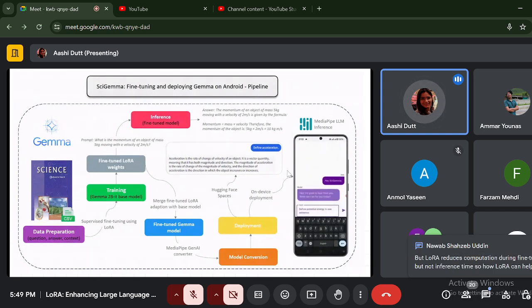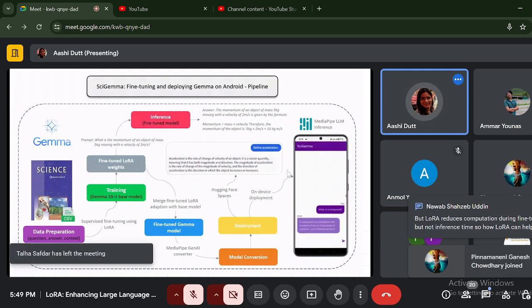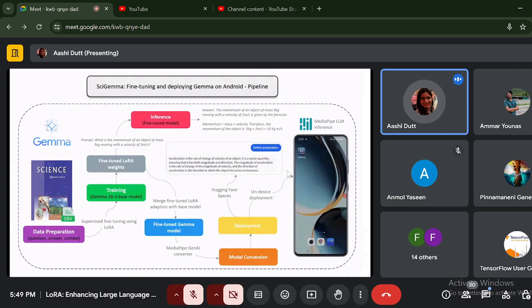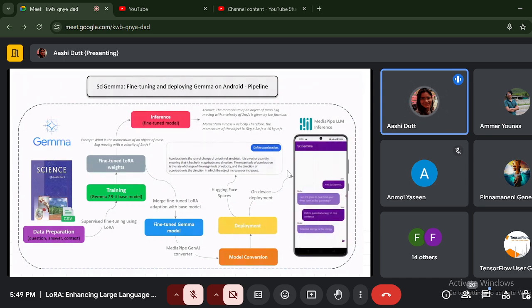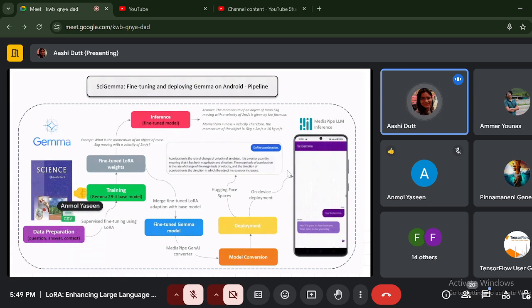So what we did was we prepared a data set from a science textbook. It's a ninth class science textbook. We took all the chapters, all the information from this, and converted that information into a CSV file that had 3 columns: the question, the answer, and the context. Right? All the information converted into question, answer, and context. Then we used LoRa to fine tune the Gemma model on that given data set.